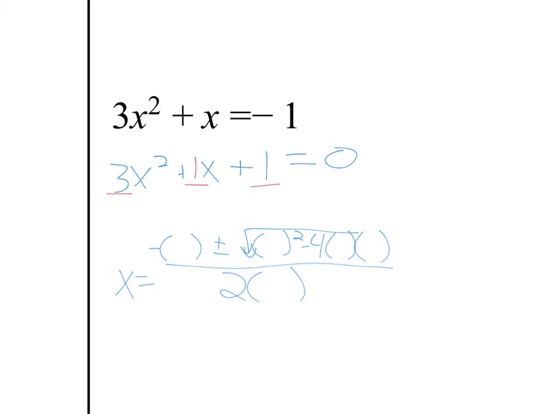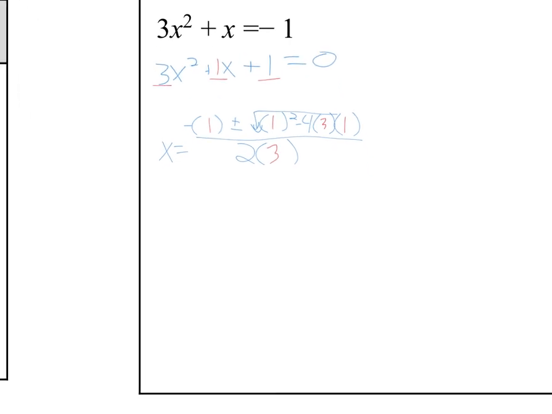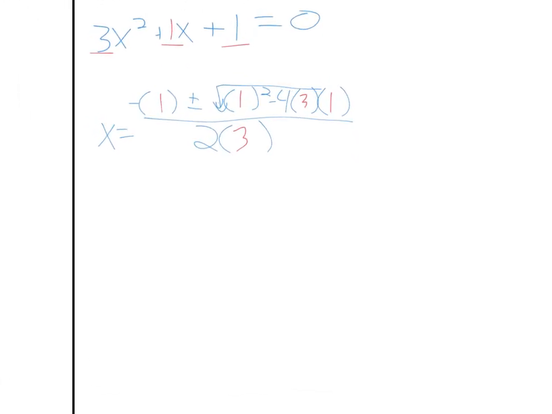Let's plug in what we know. The opposite of b, plus or minus the square root of b squared, minus 4ac, all over 2a. Now we solve and simplify. Let's see, negative 1 up top, 6 down below. Those are the two easy ones. Let's see what's underneath that radical. Let's see what that discriminant was.